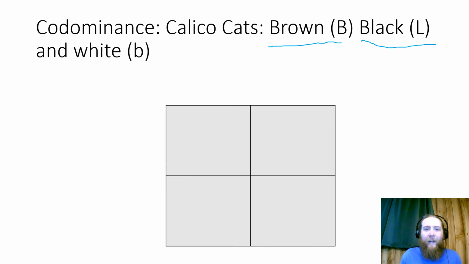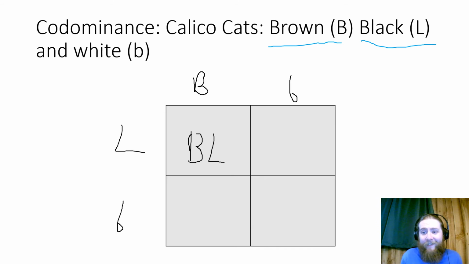All right, so in calico cats, let's say, for example, I have a brown cat that's a heterozygote, big B, little b. This is the brown color, this is the white, and then I have a black one that's a heterozygote, which is big L, little b. Now, this BL here, this is the calico. This is the one that's going to have both brown and black, and where it doesn't spot, that white is going to shine through when these guys are overlapping. So this ends up having both the brown and black instead of just one or the other. So this is how we get calico cats.